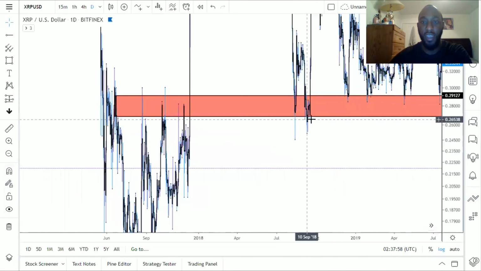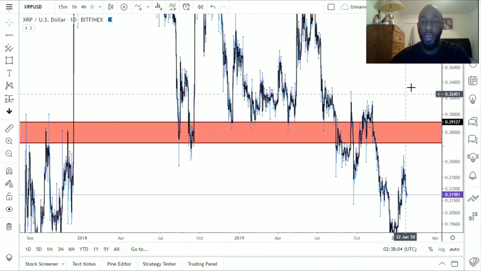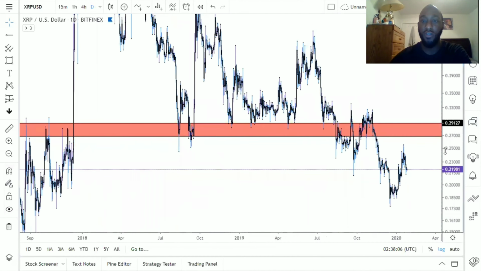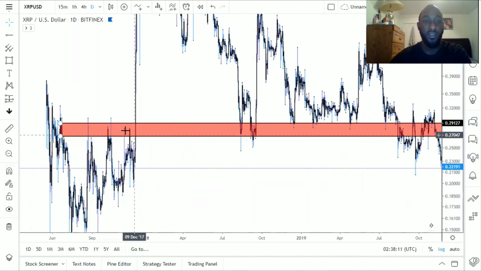You see that this area has been tested as well. This whole area has played as support, mainly support, because we know this crypto has been on a downtrend. Here it played as resistance. If price is below that area, this would be considered resistance until it breaks above, and you see it did break above, and now it played as support right here.